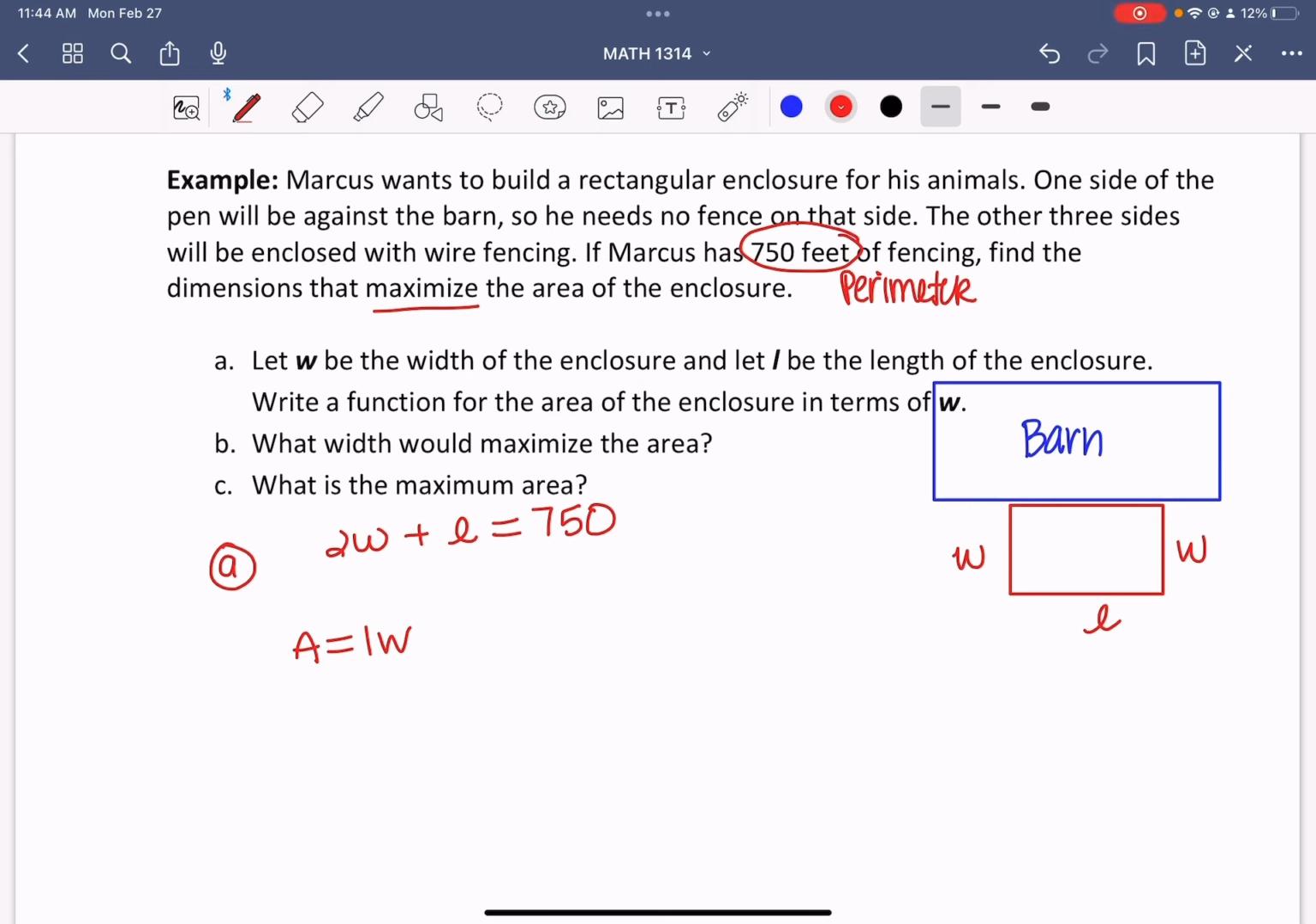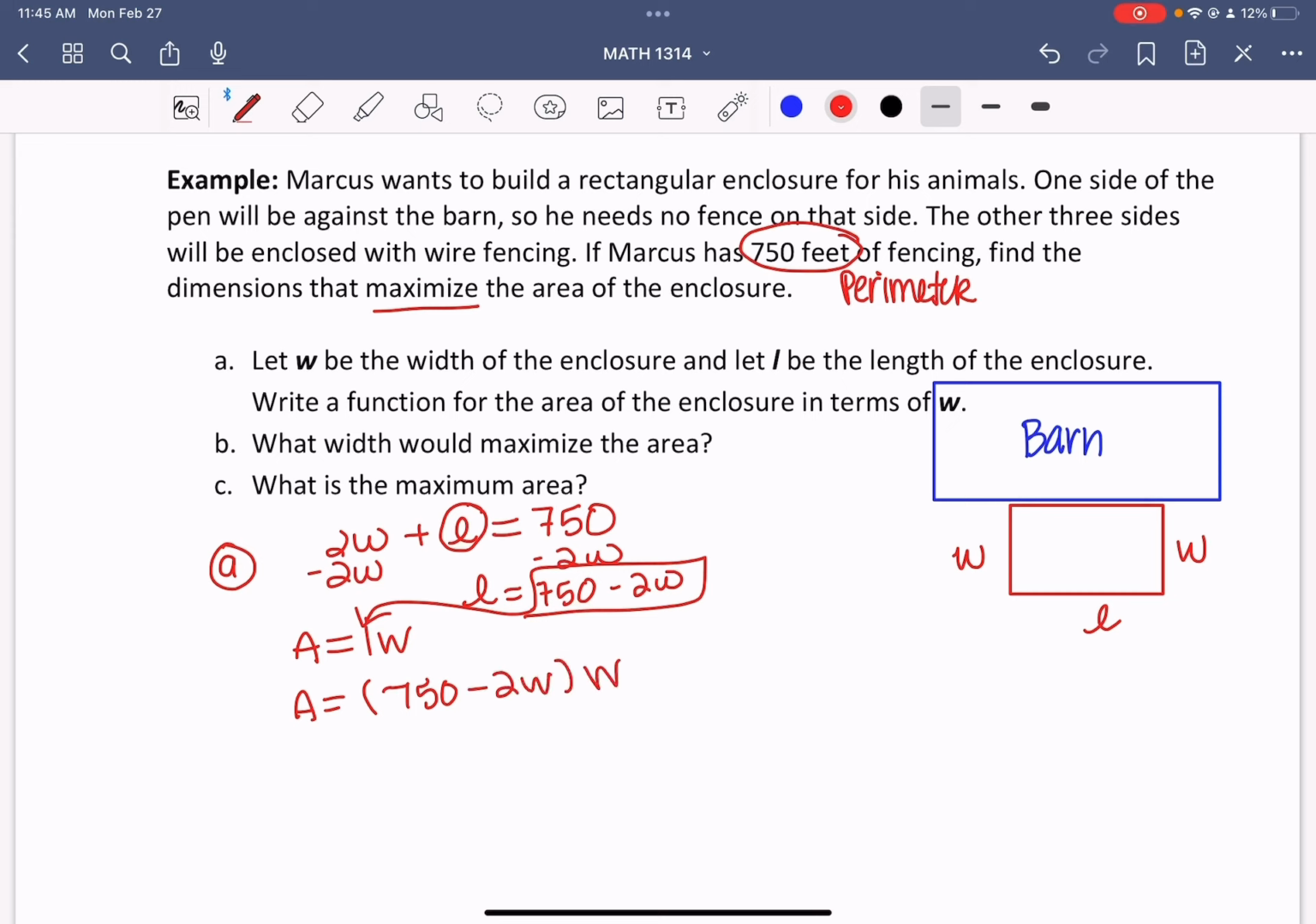Then I'm going to use that information in order to plug into the area equation to just get one variable. L looks like a good variable to solve for because it's already by itself right here. So I'm just going to subtract 2W from both sides, and that gives me my length is equal to 750 minus 2W. So I'm going to take that information and sub it in over here to area. So area would be equal to, instead of L, 750 minus 2W times W.